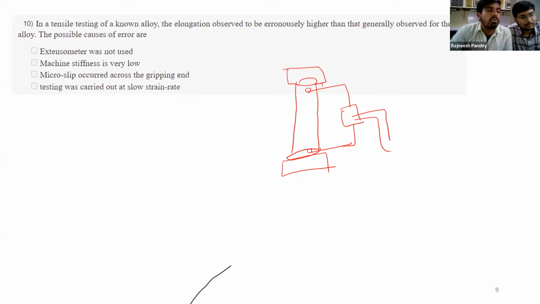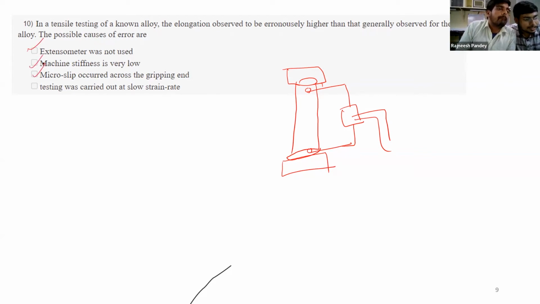We always put this fixed slow strain rate while doing the tensile testing. So that's why this option will be excluded. So the answer to this question is the first, second, and third options. Yes, so let us mark this.